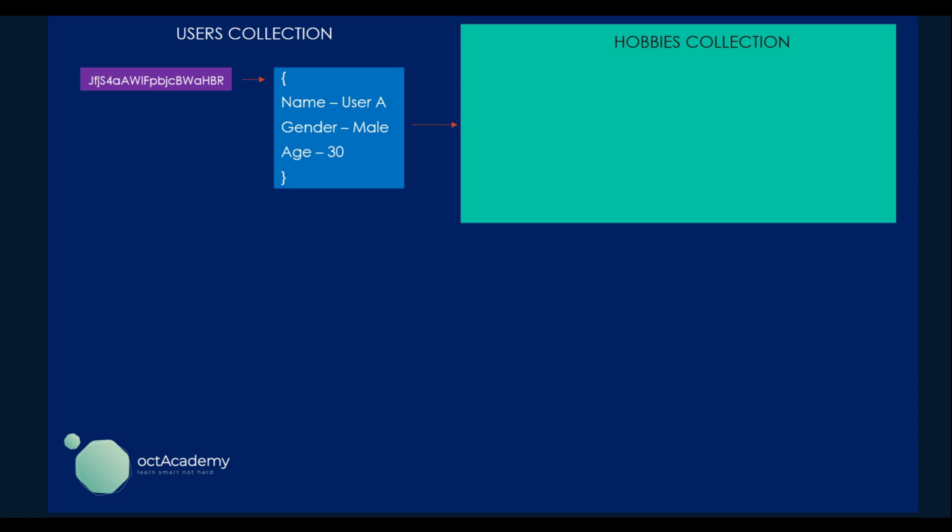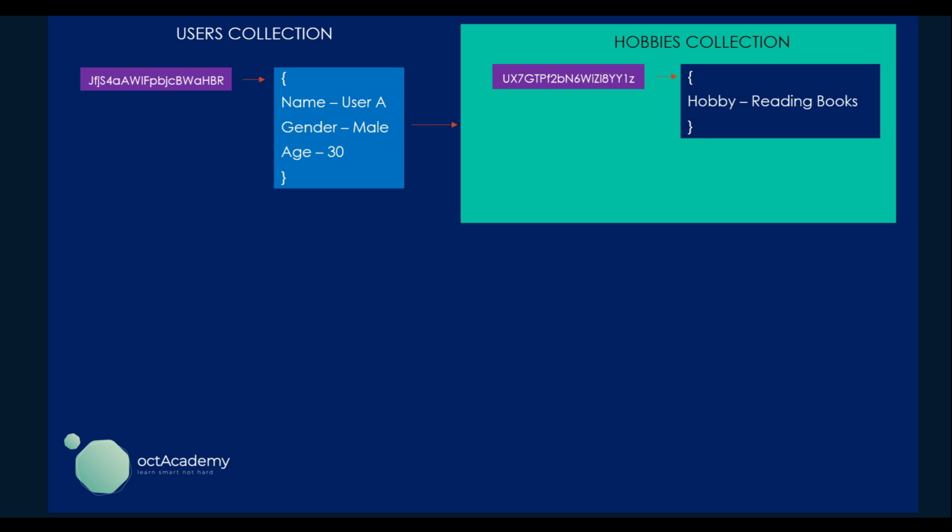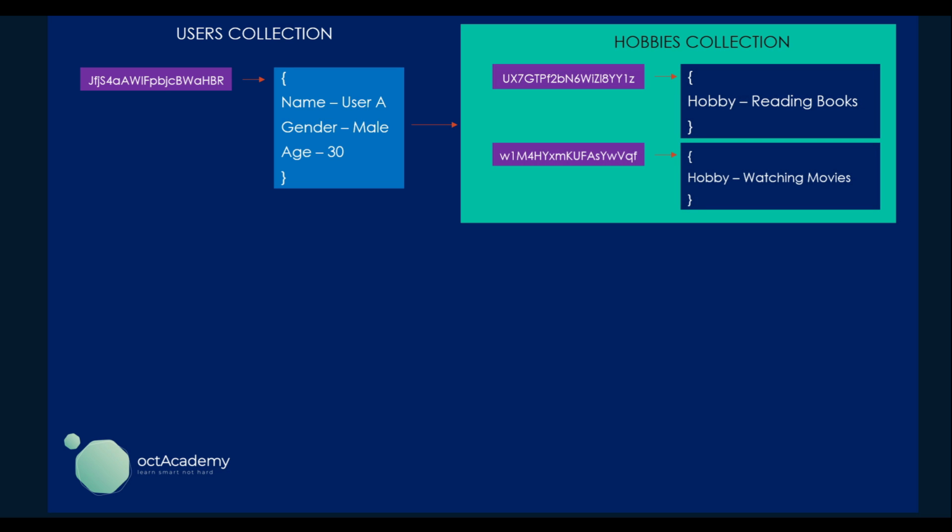We can create a collection inside documents. If we take the same example, take this user A has two hobbies. One is reading books and another one is watching movies. We can store this data by creating a hobbies collection inside this user document. This hobbies collection has two hobbies. One is reading books and another one is watching movies.